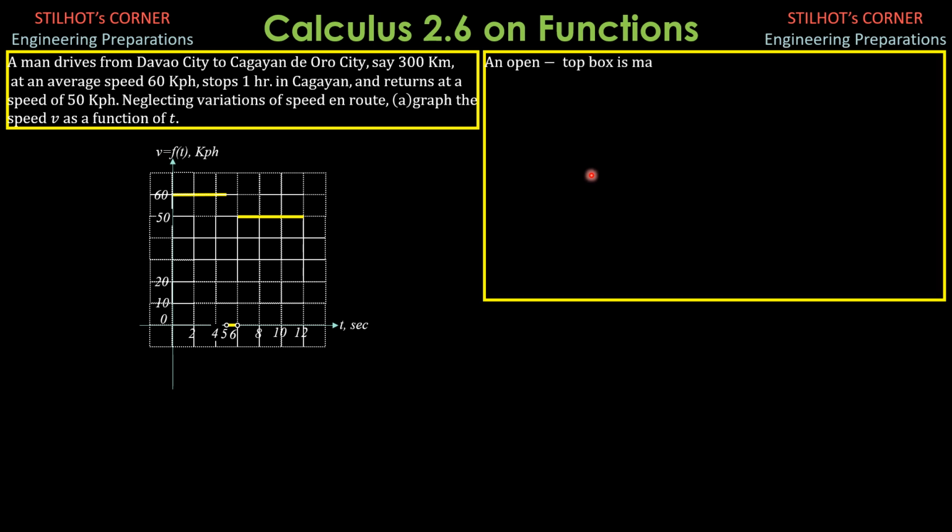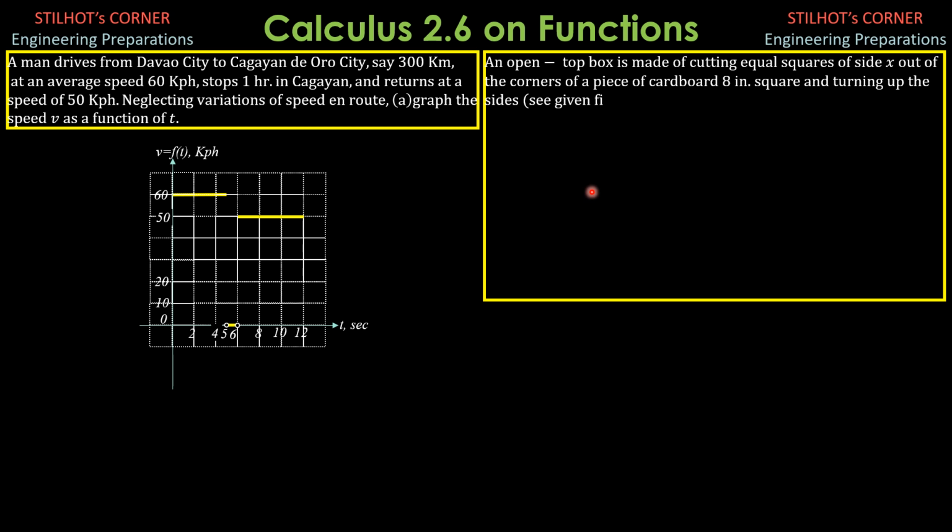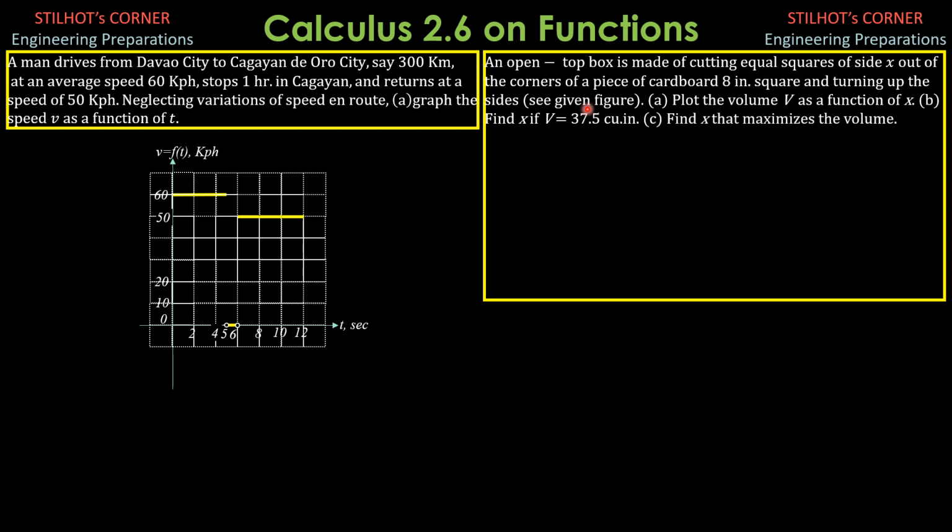Then for the next problem, an open top box is made by cutting equal squares of side x out of the corners of a piece of cardboard 8 inches square and turning up the sides. So let's have the figure as our guide. Then in the problems later in calculus, this should not be given anymore. It's part of the viewers and readers to analyze the situation, formulating an expression for the volume of the box.